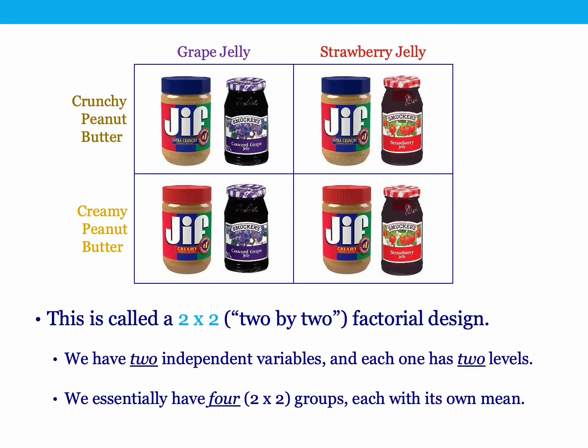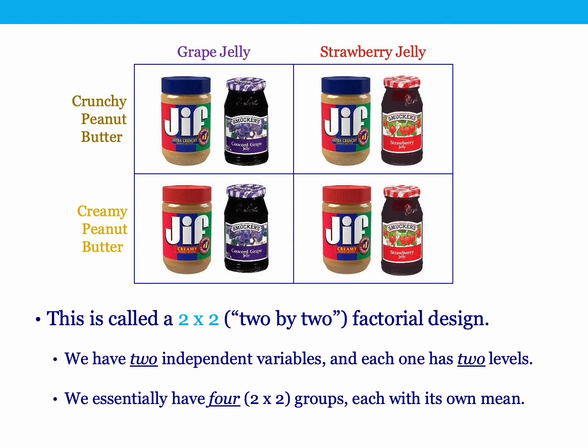Okay, but like I said, we need to look at all possible combinations. And one really important thing to understand is the particular notation that we utilize whenever we're talking about factorial designs. So the first thing to notice is that we have two numbers. The number of numbers is going to tell us how many independent variables we have. So how many numbers are there? Well, there's two numbers. So that says we have two independent variables.